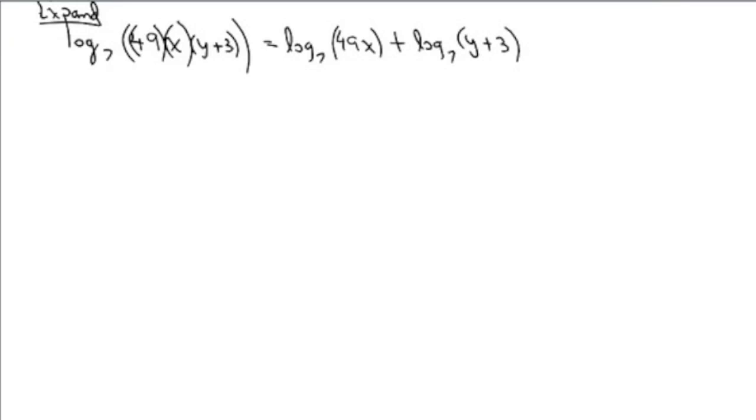Yes. Now, Sammy Joe, you got to remember, between here is also a times. So you could separate that too. So it could be log base 7 of 49, times, plus. Okay, wait. Log base 7 of 49 plus log base 7 of x plus log base 7 of y plus 3, because it can't do anything else now.